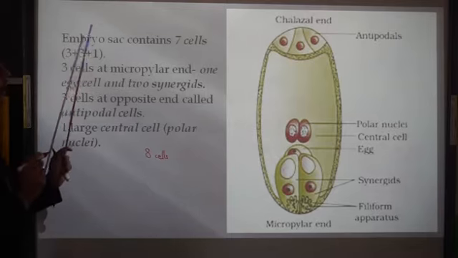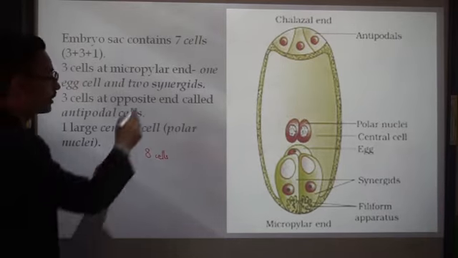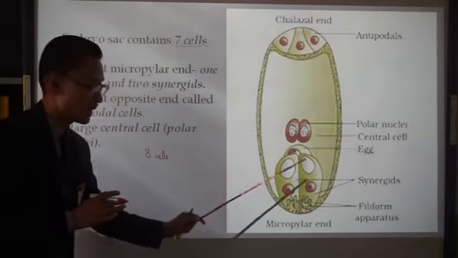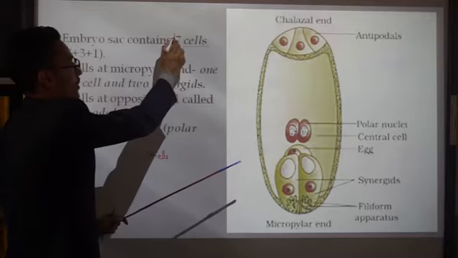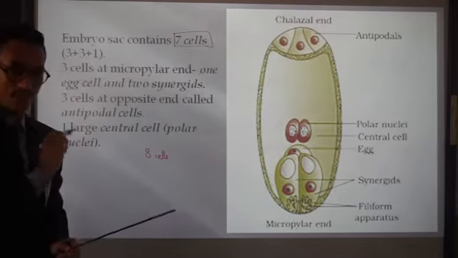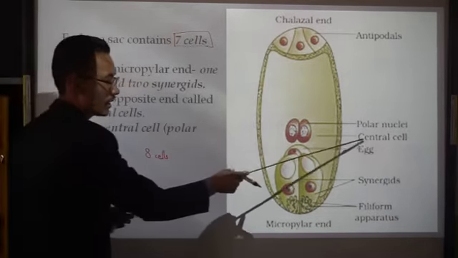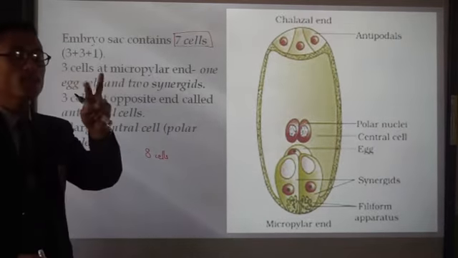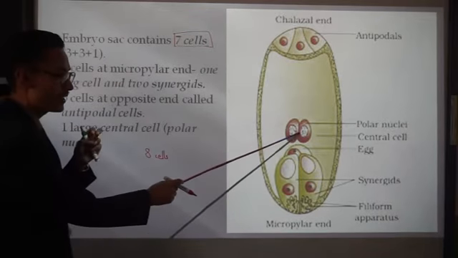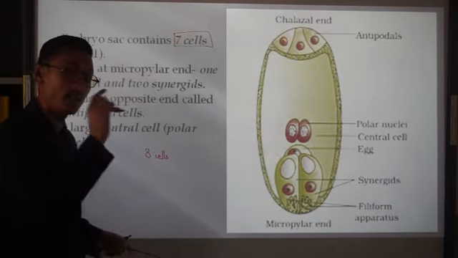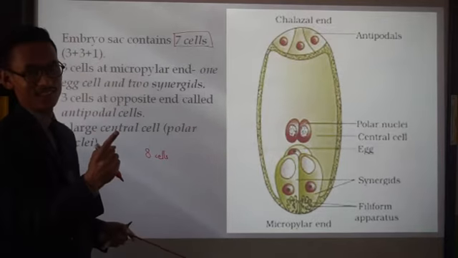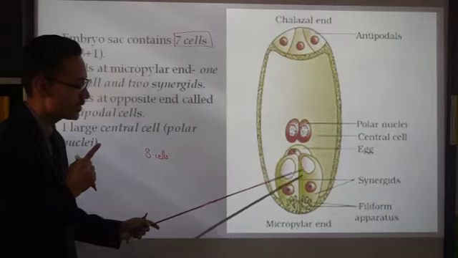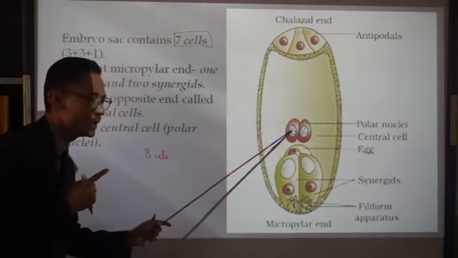But we are saying that the embryo sac contains how many cells? It contains 7 cells. Now, though there are 8 cells inside the embryo sac, why do we call it 7 cells? Clear? Because, can you see over here, the central cell, though it contains 2 nuclei, it will be considered as 1 cell. We have to consider it as 1 cell. That's why we call it 7 cells. 1, 2, 3, 4, 5, 6, and 1 will be 7.